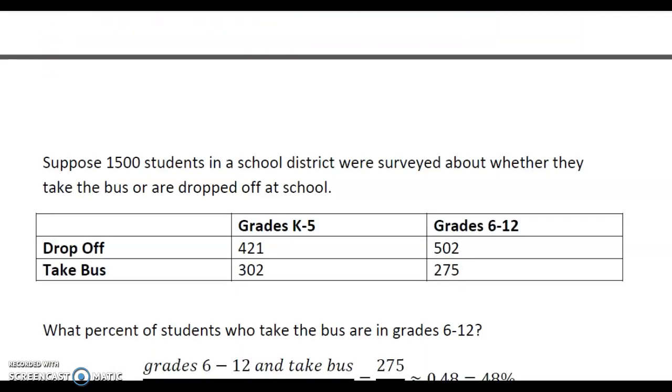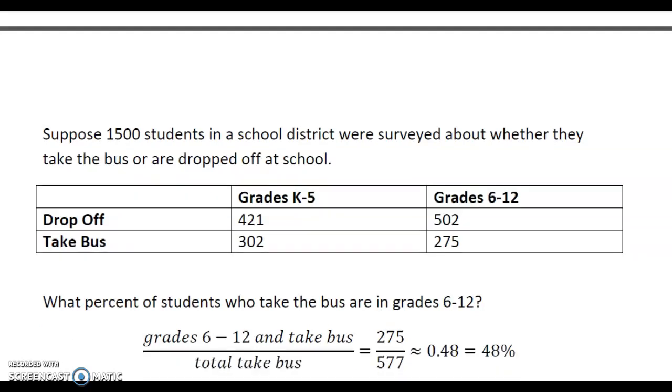So I gave you an example, and again, this example is similar to what you did in 1.8 and 1.9, where you had information presented to you in what's called a two-way table, or in some sort of table. In this case, we are supposing that 1,500 students in a school district were surveyed about whether they take the bus or are dropped off at school. And you see that the people are separated by whether or not they are dropped off or take the bus, and by their grade level. So there are two grade categories, grades K through 5, kindergarten through 5th grade, and then grades 6 through 12, 6th grade through 12th grade.